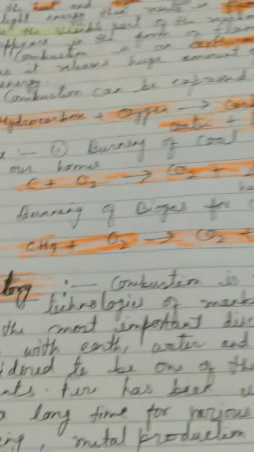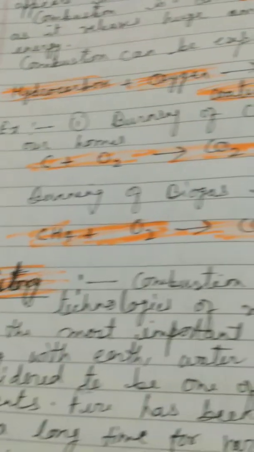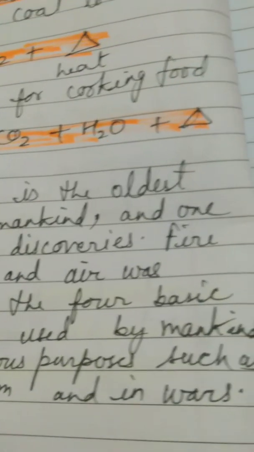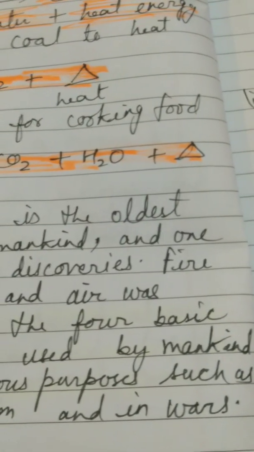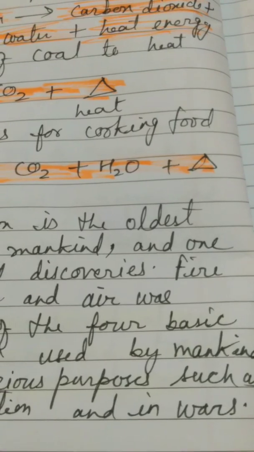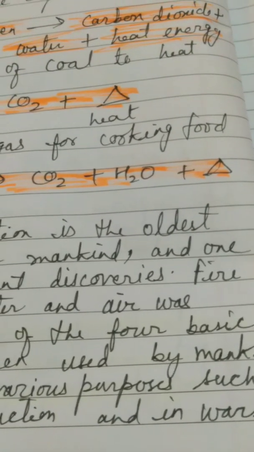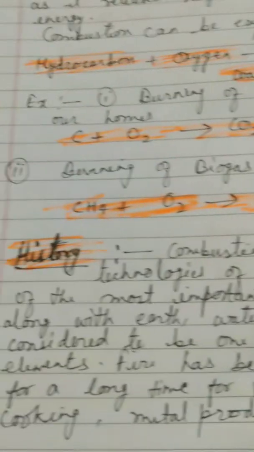So fire has been used by mankind for a long time for various purposes, such as cooking, metal production, and in wars also fire is heavily used to burn explosives and to give light during the night, by burning wood in the camps of the war. So this is the history of fire.